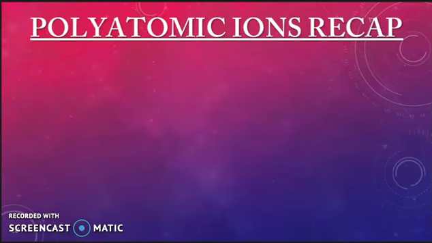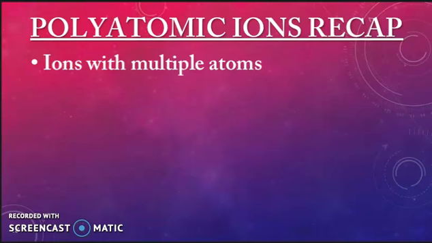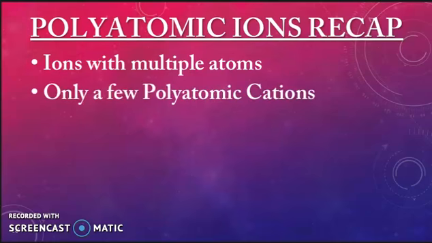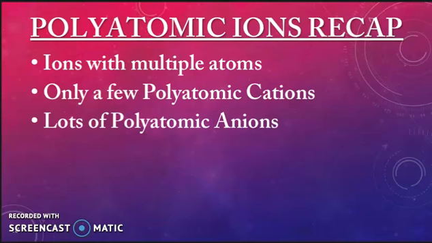All right, let's do a little recap on polyatomic ions. Polyatomic ions are ions with multiple atoms. There are only a few polyatomic cations. We only saw 2 of them. And there are lots of polyatomic anions. Now, I gave you a very small list. There is a huge amount of polyatomic anions available that I just didn't show.